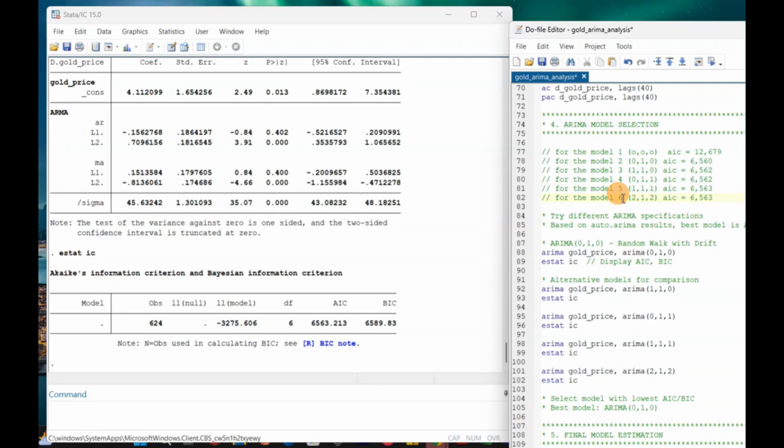because it is giving the lowest IC, the ARCH information criteria, of 6 years.